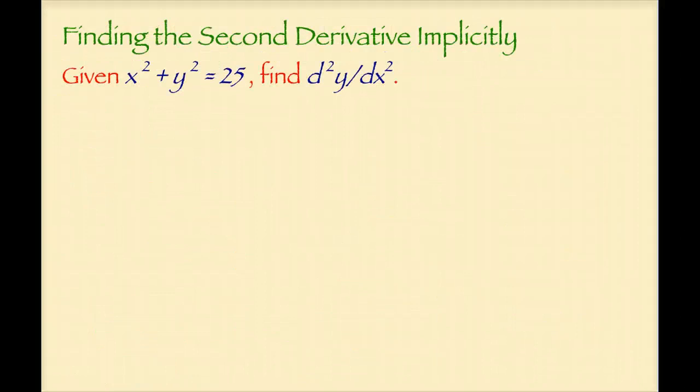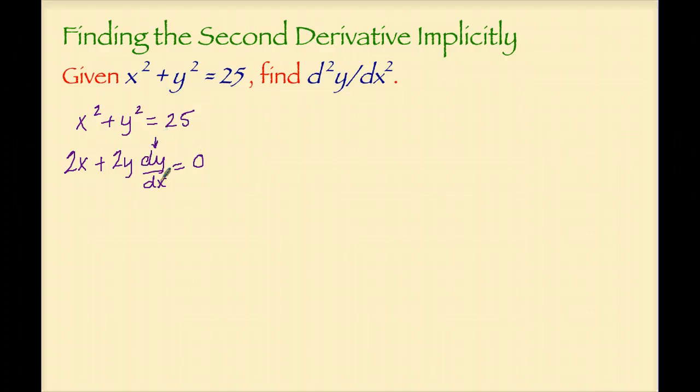In this example, we're asked to find the second derivative implicitly. Let's start with finding the first derivative. x squared plus y squared equals 25. The derivative of the first term, 2x, since it's an x term, no need to attach the differential. The derivative of y squared, 2y, and then dy dx. The derivative of the right side, a constant, is going to be 0.